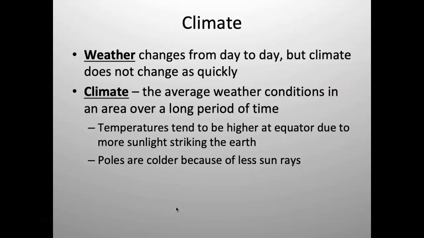There's a difference between weather and climate. Weather changes from day to day, but climate does not change as quickly. The weather here in Kansas can be sunny and 70 one day, and then the next day it could be cloudy, dreary, and about 40 degrees. That changes day to day. However, climate is the average weather conditions in an area over a long period of time. Temperatures tend to be higher at the equator due to more sunlight striking the Earth's surface, so that would be an example of climate. And the poles are usually colder because less sunlight reaches those areas.